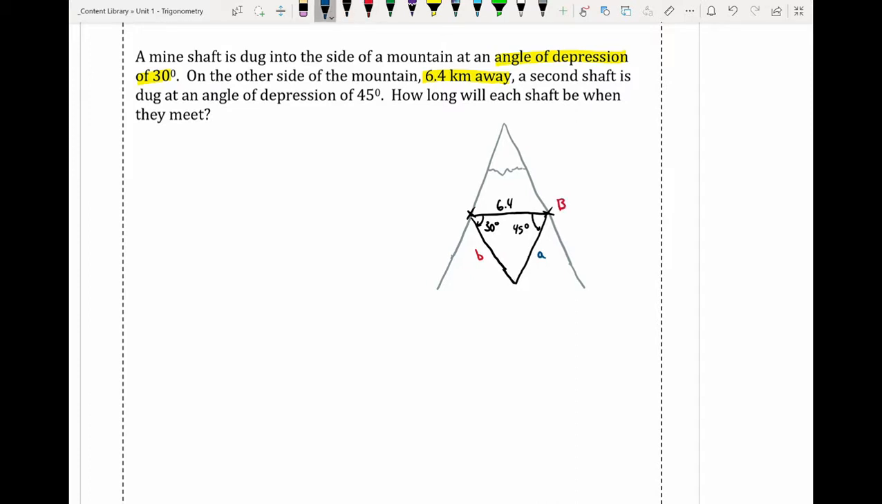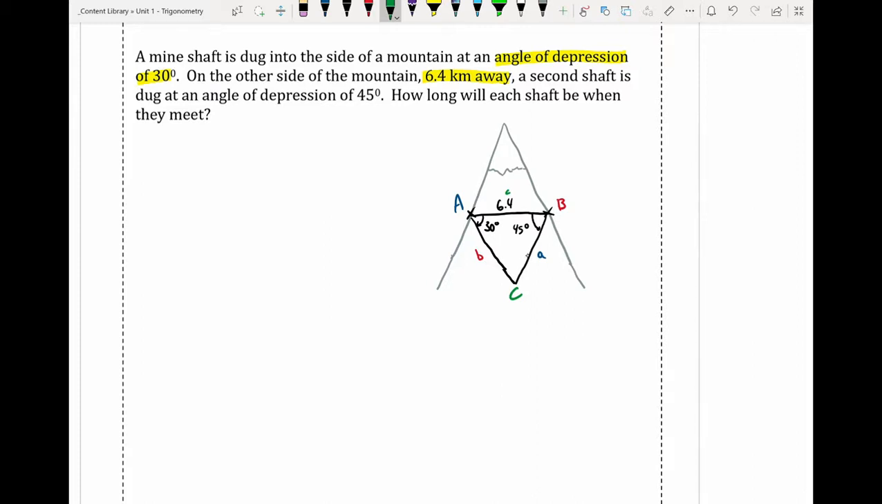I'll go back and label my other sides just to help. So basically, I want to find the distance of side A and side B. So first thing we want to do, look to see if there's any information that we can add that's very simple or a very simple calculation.